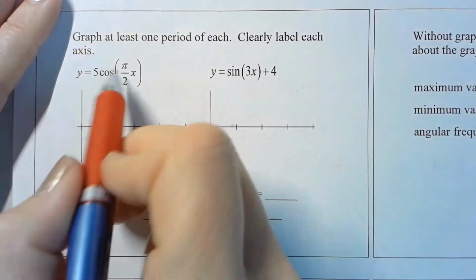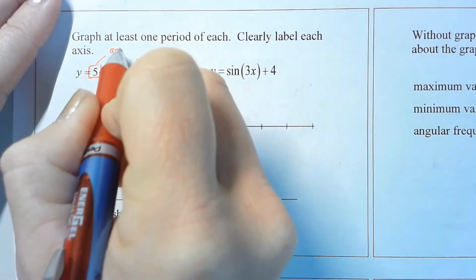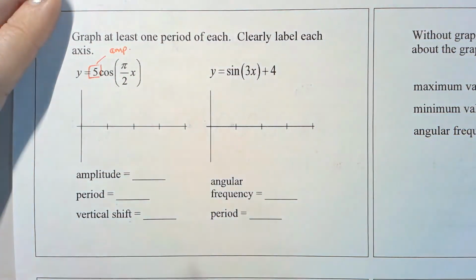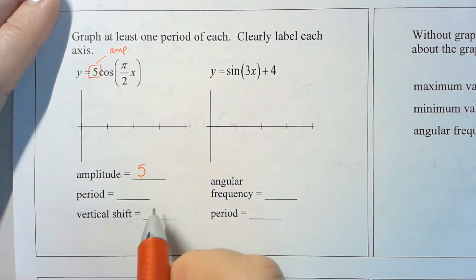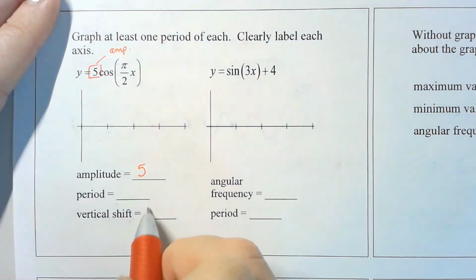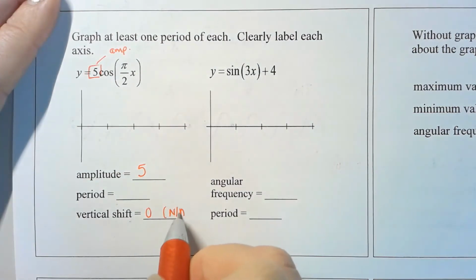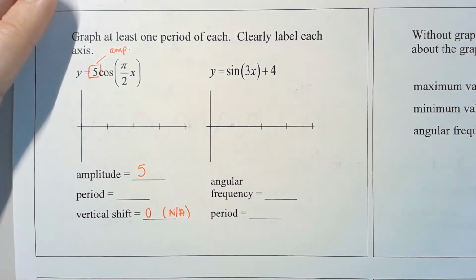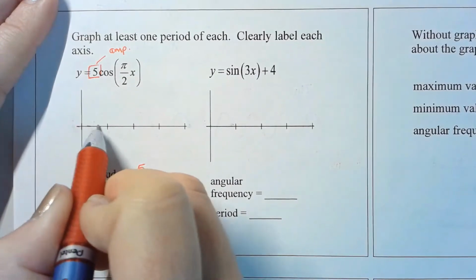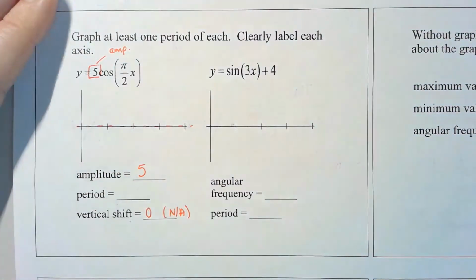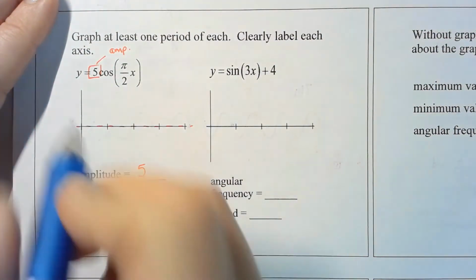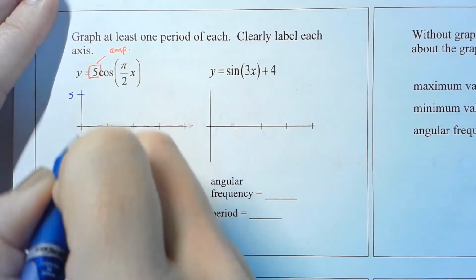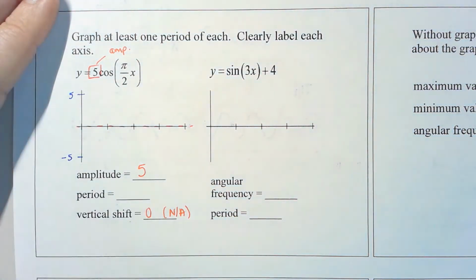So what I notice here is that I've got a cosine graph. I also notice that I've got an amplitude of 5, or a vertical stretch, same thing. Well, let's write that down. Vertical shift, there is nothing at the end, so we could say it's 0. We could also say not applicable. There is no vertical shift. So if you want, you could say that midline is now on 0. And if the amplitude is 5, that means we're going to go up 5 from the midline or down 5 from the midline.